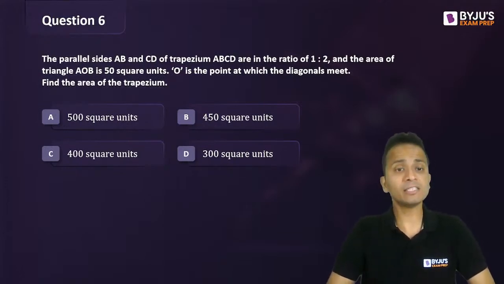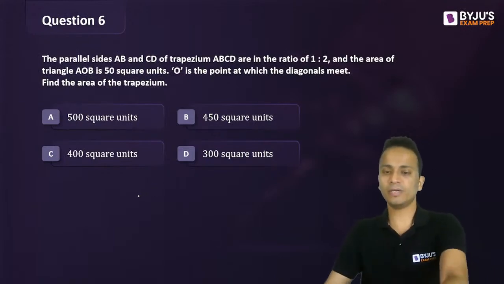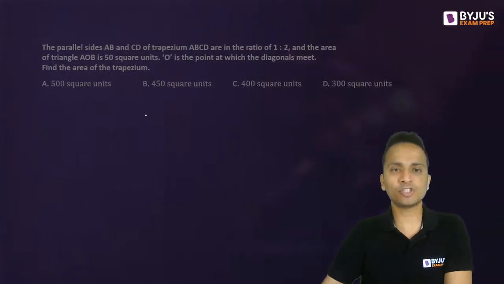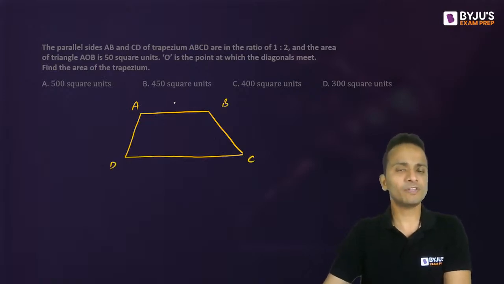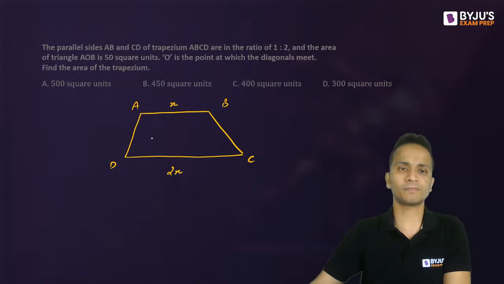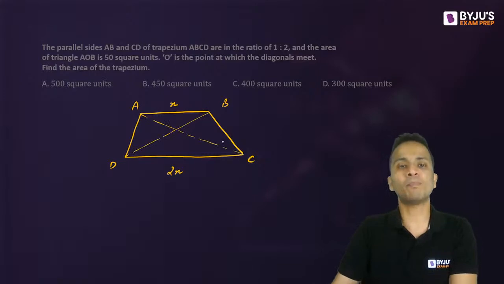Alright, Kaushal has given the answer as option C, which is 400. Okay, nice. But let's see if this is correct or not. First of all, let us draw the figure. So I'll draw a trapezium. The sides are A, B, C, and D. Now the ratio of the length of the sides AB and CD is 1:2, so I'll assume this as X and this as 2X. Also, the diagonals intersect at point O. So this is point O.